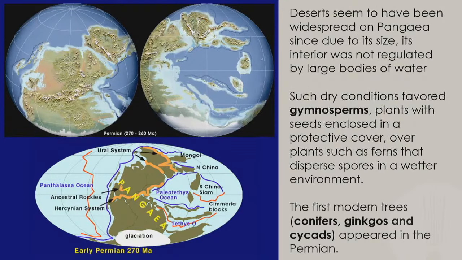Deserts seem to have been widespread on Pangaea, since due to its size, its interior was not regulated by large bodies of water. Rain had a hard time making it into the interior of that continent. So such dry conditions favored the gymnosperms, plants with seeds enclosed in a protective cover, over plants such as ferns that disperse spores into a wetter environment. So as this continent starts to form, it has this impact on the direction that plant evolution goes in.